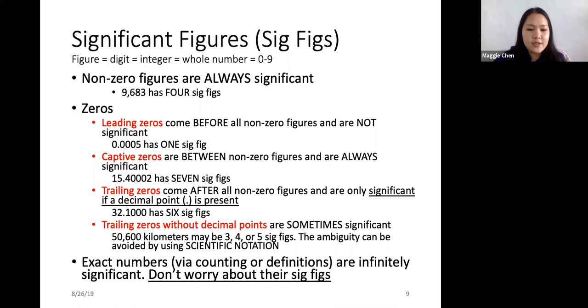But then trailing zeros without decimal points can sometimes be significant. So it's a little bit vague when we have a number like 50,600 kilometers, which could be 3, 4, or 5 sig figs because there's no decimal point. So we can be more clear about how many sig figs we have if we use scientific notation. And I'll be going over how to do that in a little bit.